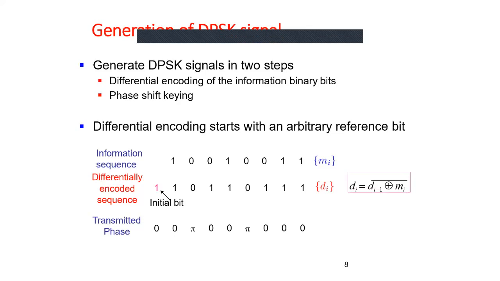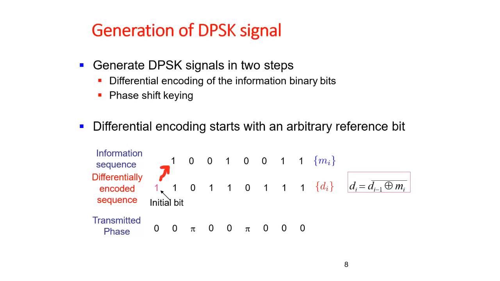So yes, one input is 1, another input is also 1. So the input to the XNOR gate is at the same level, so the output of that will be 1. Okay, so I am doing XNOR of these two bits, and I am getting this as my output of the DK. This is my DK. I am taking the initial bit as 1.